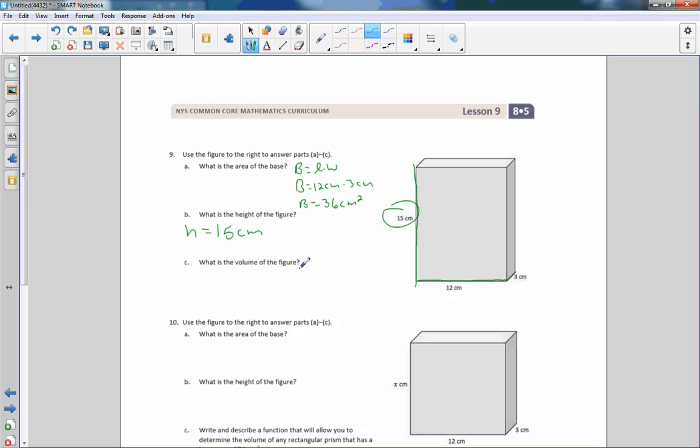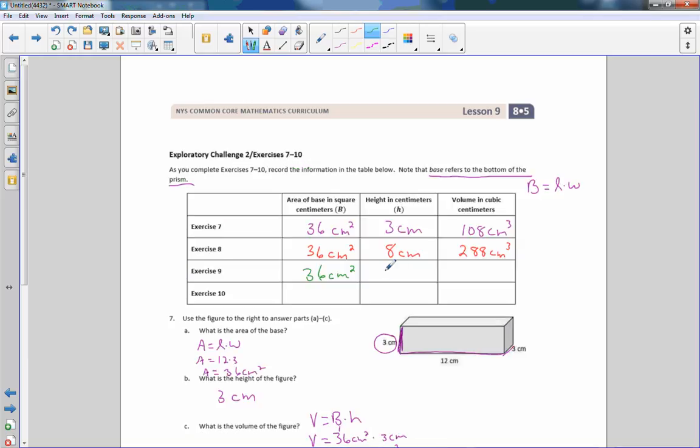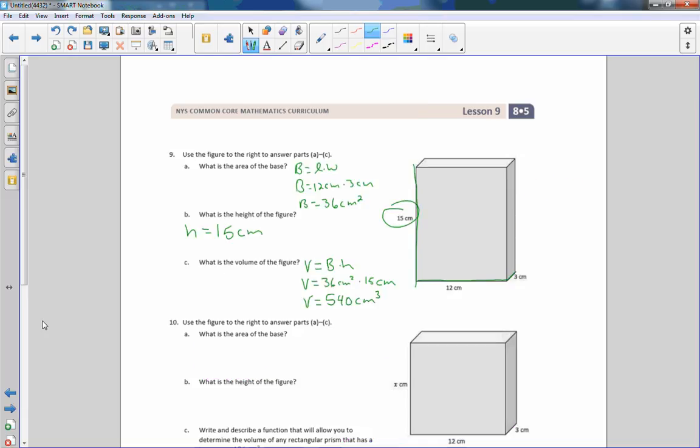What is the volume of the figure? Volume equals the base area times the height. So volume equals 36 centimeters squared times 15 centimeters. So the volume equals 36 times 15 is 360 plus 180, which is 540 centimeters cubed. So we have 15 and 540. So this was 15 centimeters, and this is 540 centimeters cubed. Okay, and now number 10.